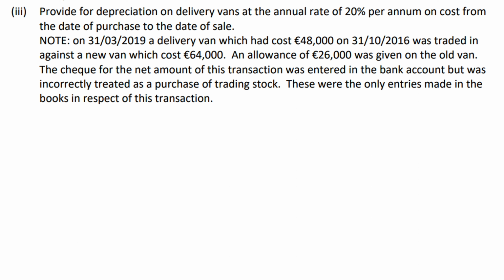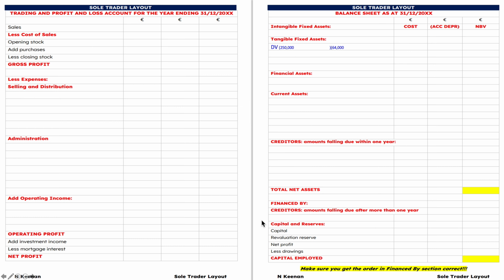Note, on the 31st of the 3rd 2019, a delivery van which had cost 48,000 euro on the 31st of the 10th 2016 was traded in against a new van which cost 64,000 euro. An allowance of 26,000 euro was given on the old van. The cheque for the net amount of this transaction was entered in the bank account but was incorrectly treated as a purchase of trading stock. These were the only entries made in the books in respect of this transaction. So practically word for word like the last year, but just different figures, different depreciation rates, etc.